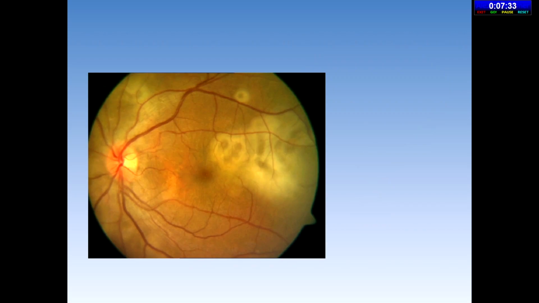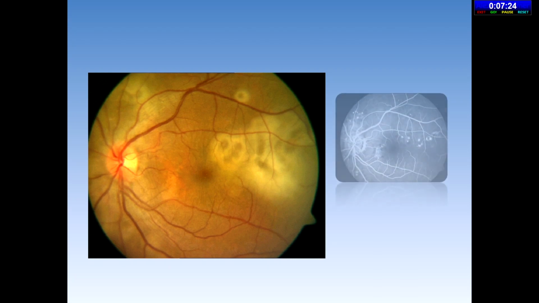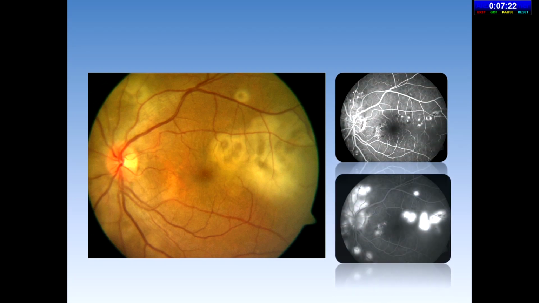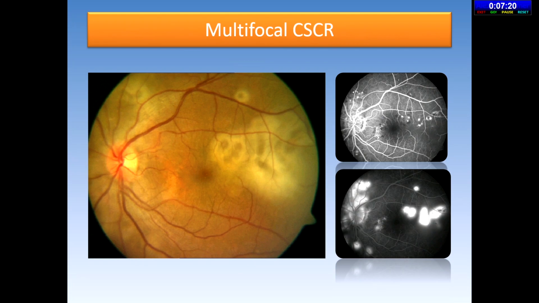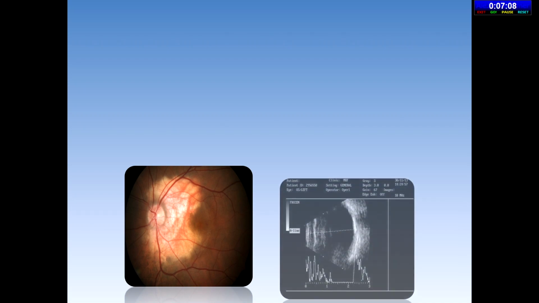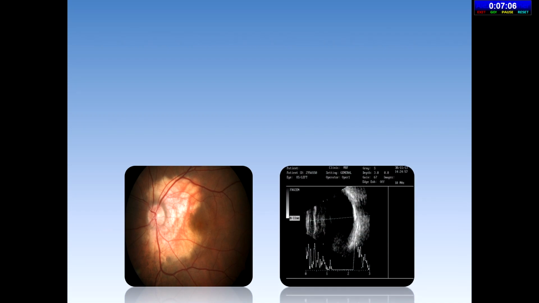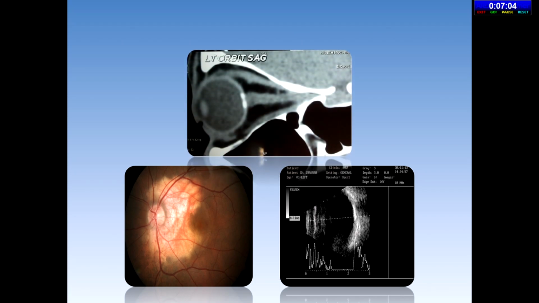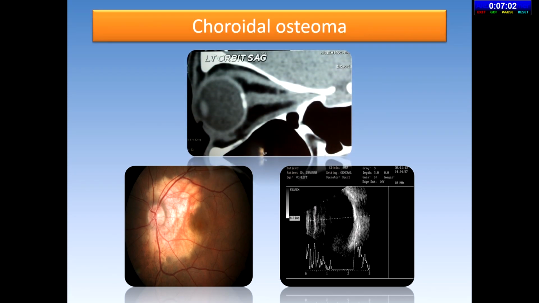This was a gentleman of 28 years who was treated elsewhere with steroids for a supposed choroiditic lesion, but the vision deteriorated, and on investigation we found that it was a case of multifocal CSCR, which was actually thought to be a choroiditic lesion. Then again, this is a 32-year-old lady who was treated elsewhere with steroids for serpiginous choroiditis, but the patient was not responding. We investigated and found that this was a case of choroidal osteoma.